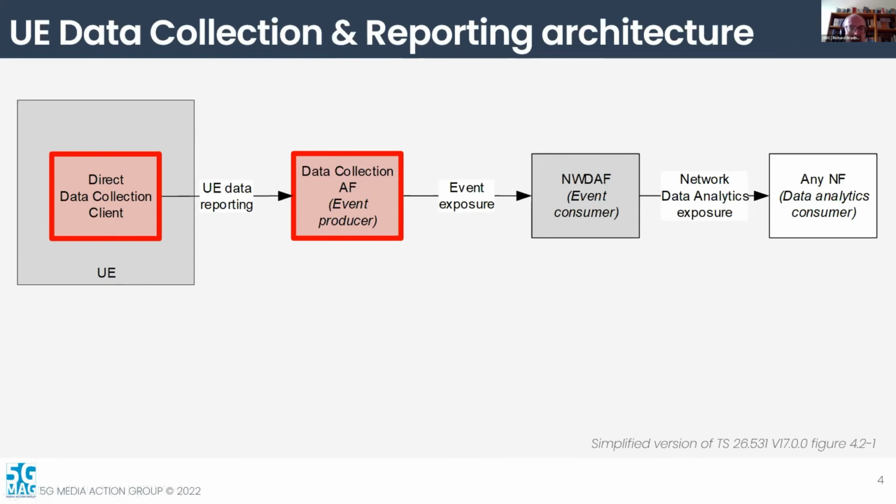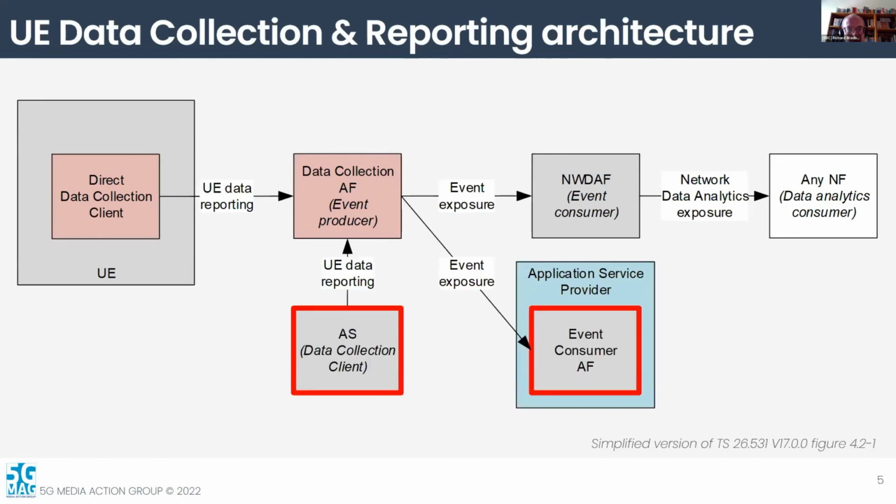However, we also realized in SA4 that there were more interesting things that we could do in addition to what SA2 had asked us to do. So, for example, we realized that we had these things called application servers, and we've seen several examples of that in the earlier talks today. These have their own application logs, which is essentially a different form of UE data that's collected by the application server. So we wanted to allow them to report in as well as the UEs.